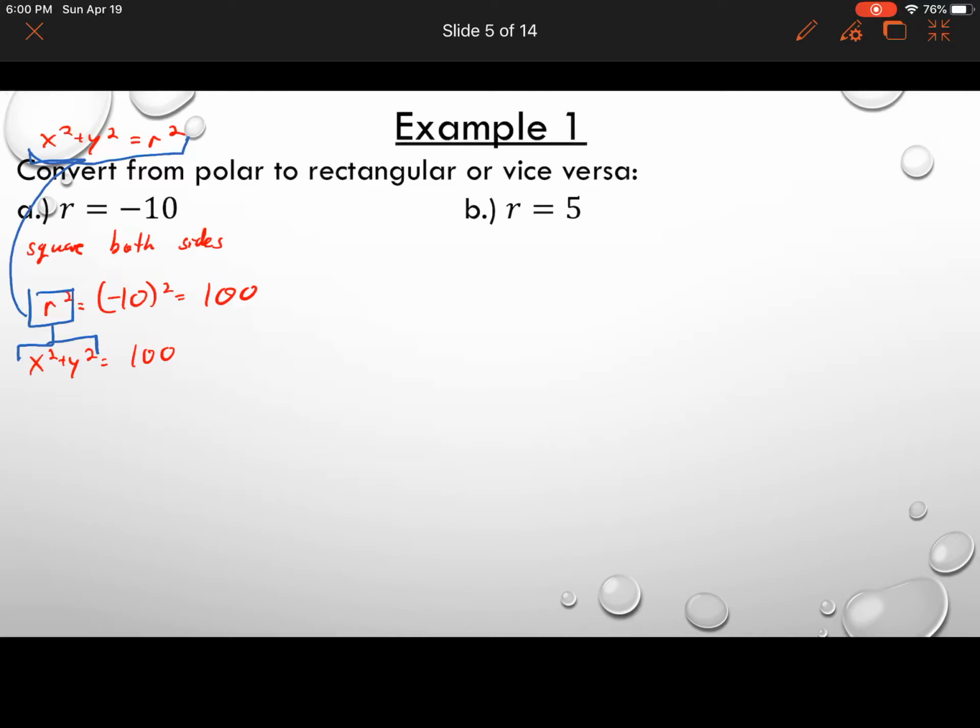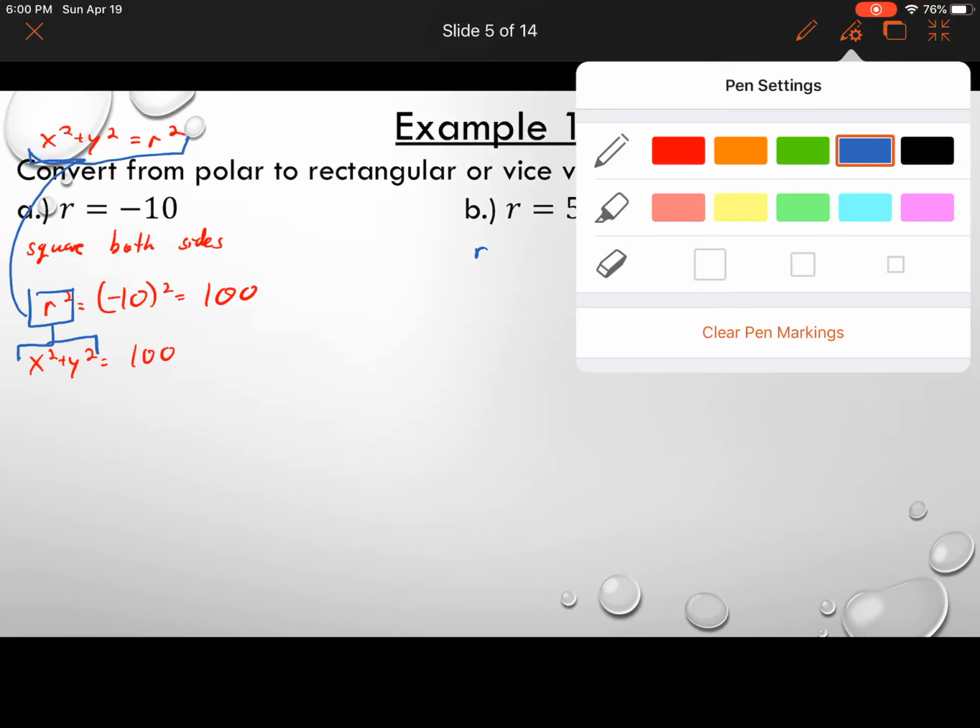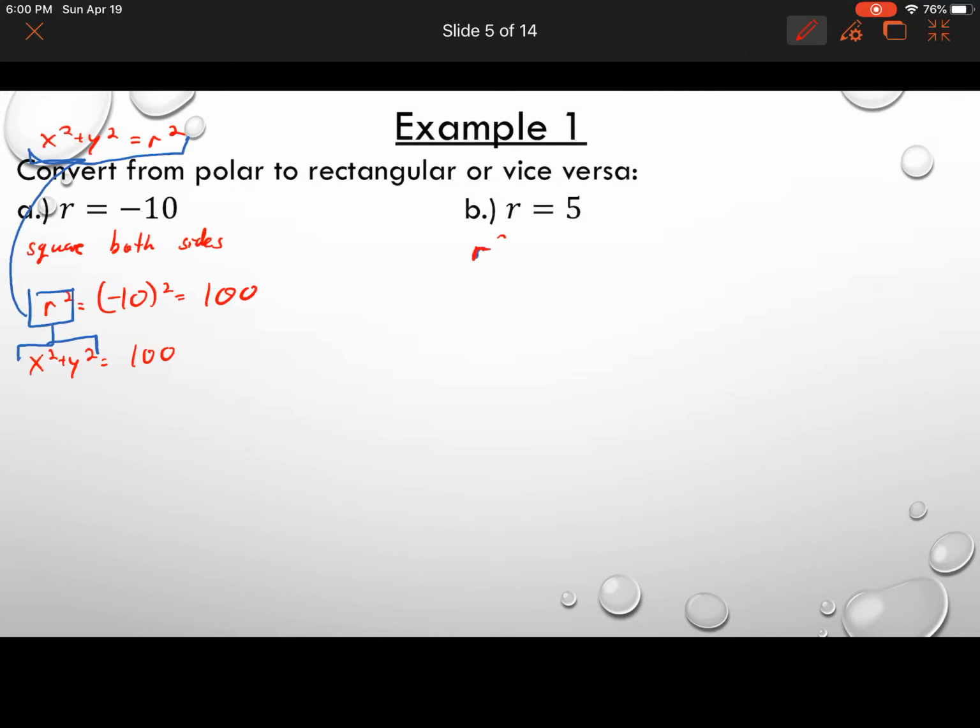So now let's look at B. So B is just like A. We have r is equal to 5. So we're going to square both sides. So r squared is equal to 5 squared, and 5 squared is just equal to 25. And once again, since r squared, we have that identity, is just equal to x squared plus y squared, I'm just going to replace that r squared with that expression. And ta-da, we're done. Once again, our equation now only has x's and y's, no more r's or thetas, and that is how we know we are done. So once again, we started with a polar variable, that r, and we ended with rectangular, x's and y's, so we're done.